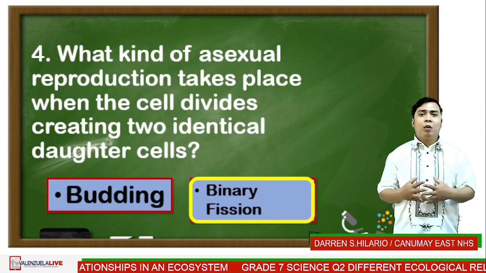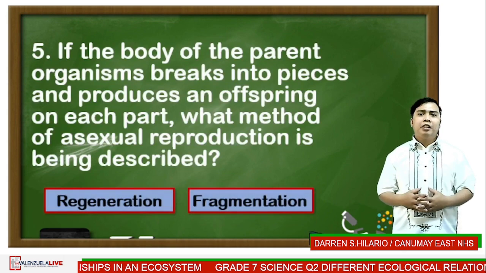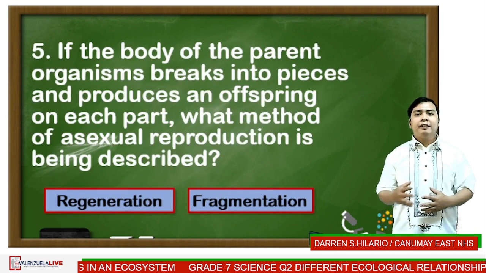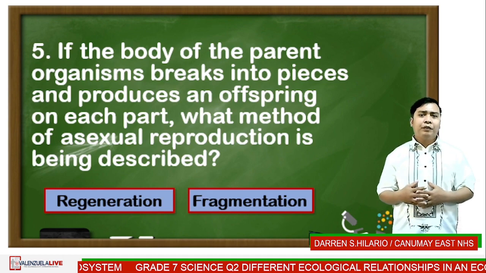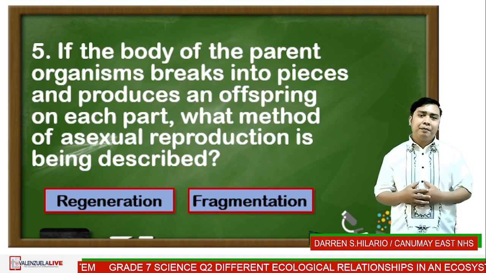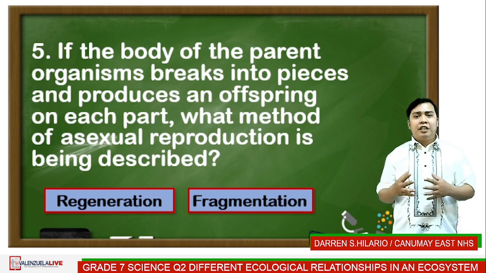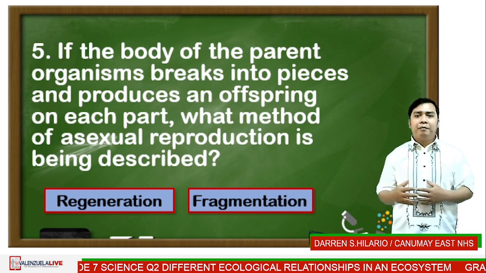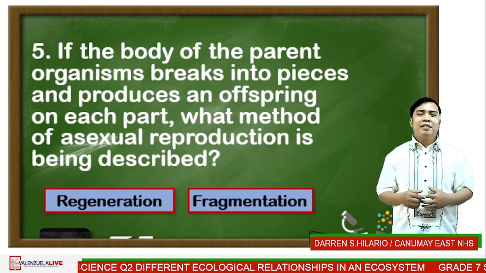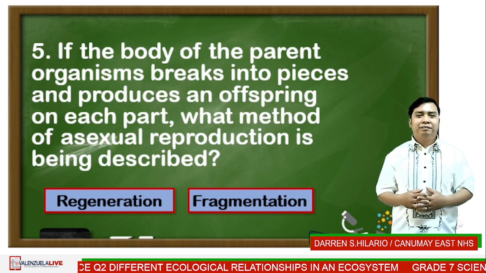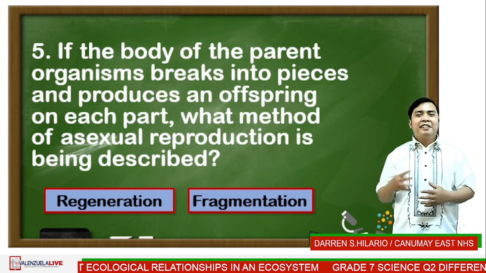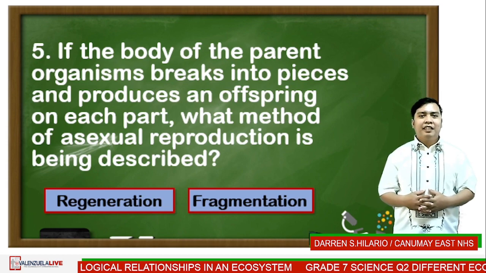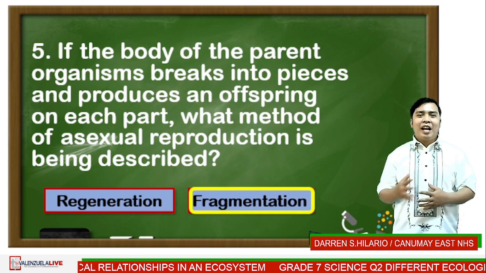And for our last question, if the body of the parent organism breaks into pieces and produces an offspring on each part, what method of asexual reproduction is being described? Is it regeneration or fragmentation? Use the comment section to type in your answer. Let us now reveal the correct answer. The answer is fragmentation.